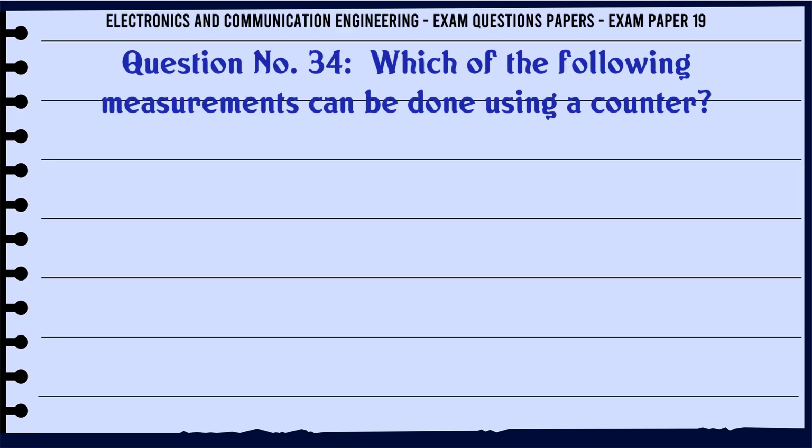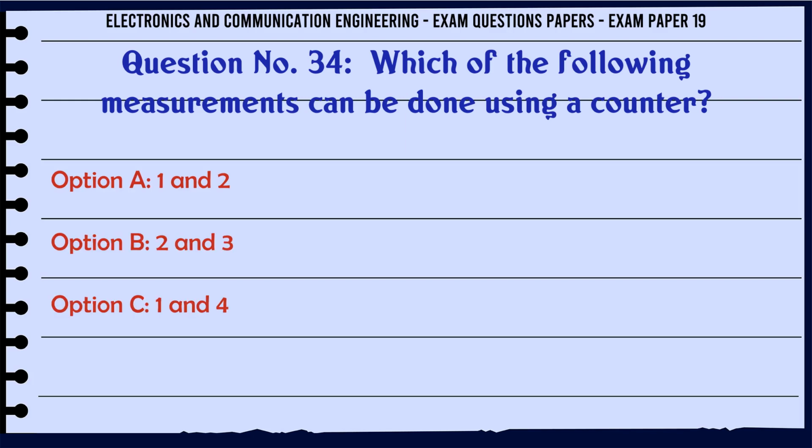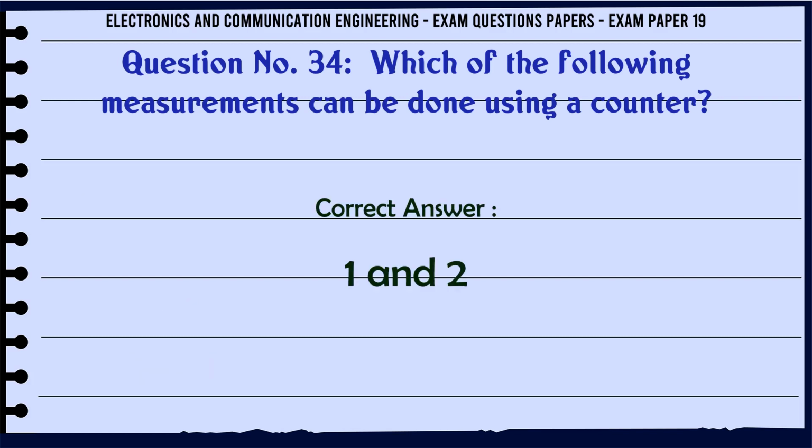Which of the following measurements can be done using a counter? A. 1 and 2, B. 2 and 3, C. 1 and 4, D. 2 and 4. The correct answer is 1 and 2.